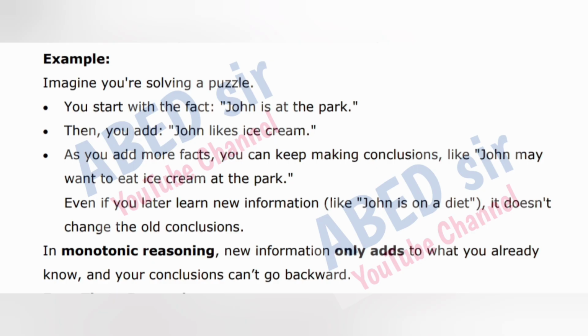Example: imagine you are solving a puzzle. You start with the fact John is at the park. Then, you add John likes ice cream. As you add more facts, you can keep making conclusions, like John may want to eat ice cream at the park. Even if you later learn new information, like John is on a diet, it doesn't change the old conclusions. In monotonic reasoning, new information only adds to what you already know, and your conclusions can't go backward.